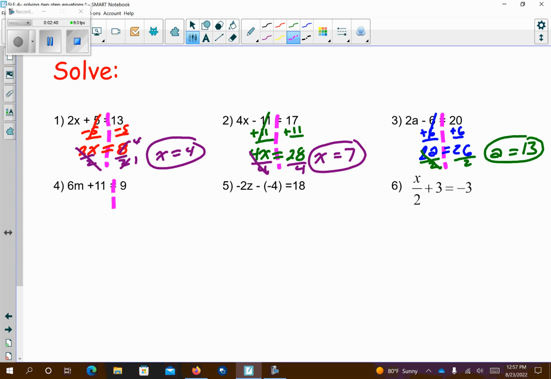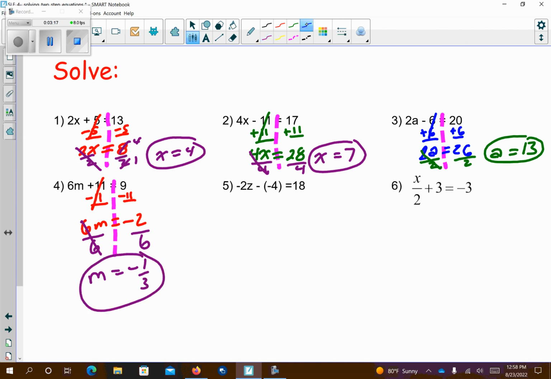Number 4, that's going to be our equal sign. So 6m plus 11, I'm going to subtract 11 from both sides. Those are going to cancel, so 6m is equal to 9 minus 11 is -2. That's like saying I have $9. I want to buy something that costs $11, so I still owe $2. That's why it's negative. Now 6 and m are being multiplied together. In order to undo multiplication, we divide. So I get m equals, reduce the fraction, it's -1/3.